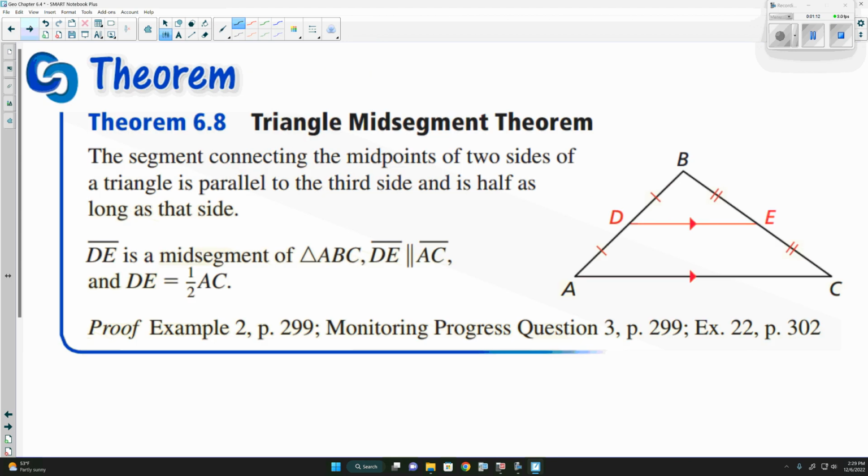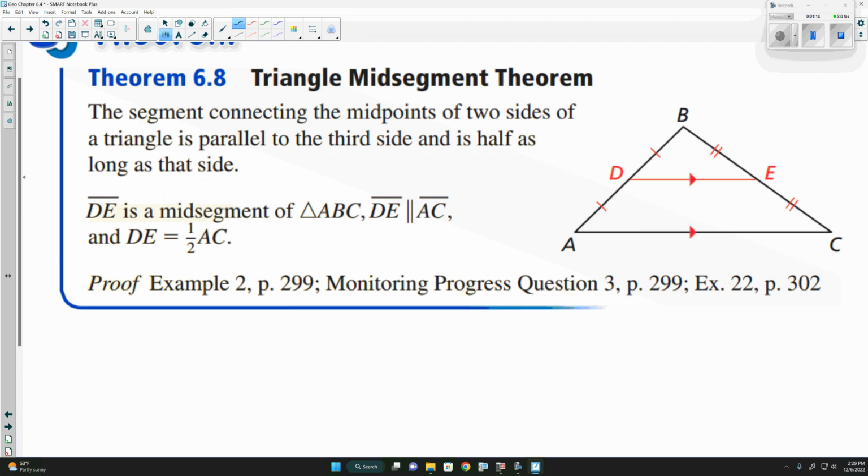One of the first special properties is that they are going to be parallel. So the midsegment and the side opposite it is going to be parallel. So DE and AC are parallel to each other. And interestingly enough, the midsegment's length is half the length of the longer side. The segment connecting the two midpoints of a side of a triangle is parallel to the third side and is half that side's length. So if this here was 10, DE would be 5.